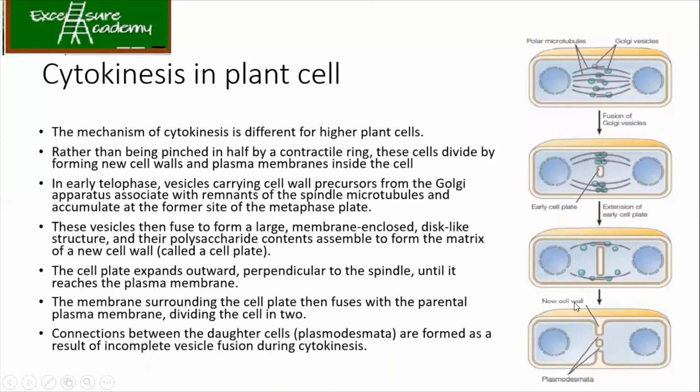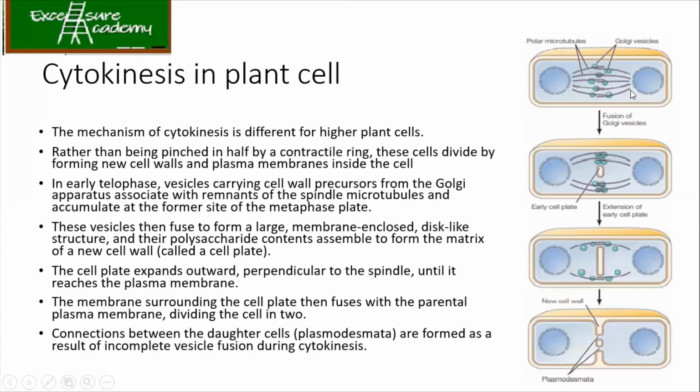Now in the case of the plant cell, it is a little different. If you know about it, there is a cell plate, right? Instead of a contractile ring, a cell plate is formed. So the mechanism of cytokinesis is different for higher plant cells. Rather than being pinched in half by a contractile ring, these cells divide by forming a new cell wall inside the cell. Okay. So in early telophase, vesicles carrying the cell wall precursor from the Golgi associate with the remnants of the spindle microtubules and accumulate at the former site of the metaphase plate.